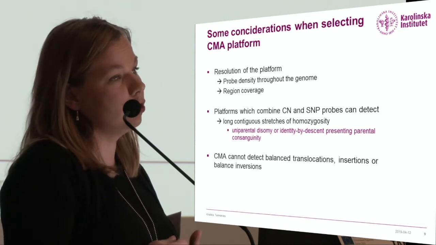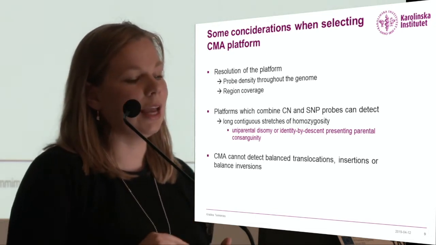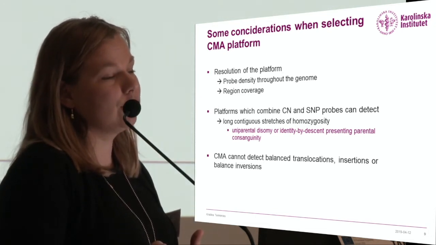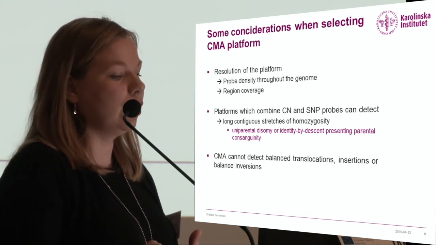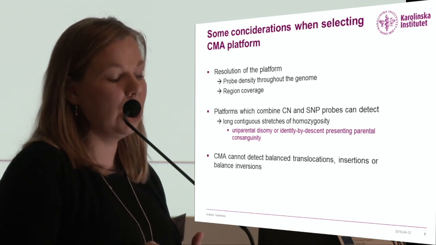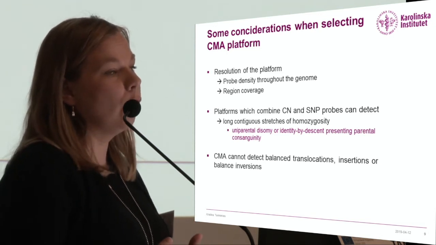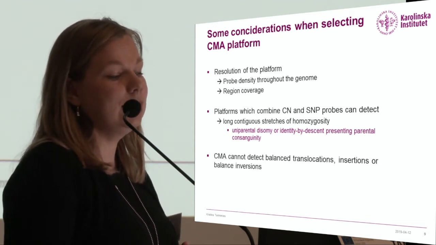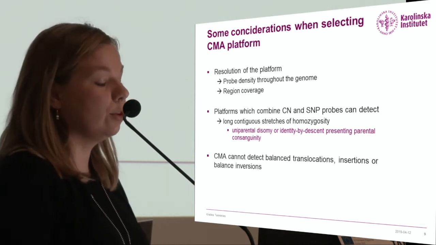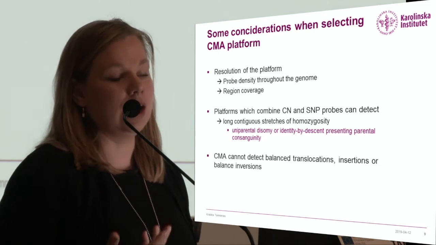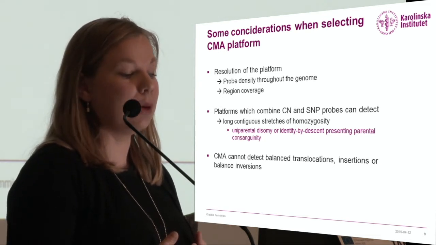And also it's really good to think that if you have a platform that has both polymorphic and non-polymorphic probes, you can actually detect more information than the CNVs. You can look at the stretches of homozygosity, which can give us information about, for instance, uniparental disomy, or IBD, identity by descent, which could indicate that the parents are consanguineous. So that's extra information that you can gain from selecting a platform that also has the SNP probes.